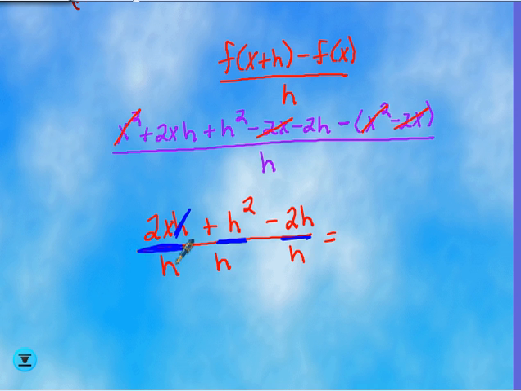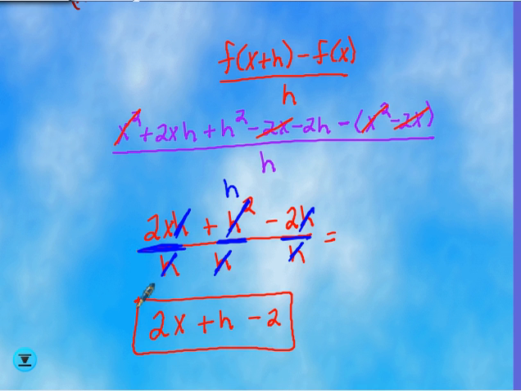But 2xh all divided by h is canceled. H squared over h leaves you with h on top, and then h over h, again, is all canceled. Final answer, 2x plus h minus 2. Which really means not a whole lot to us. We have no idea what that means, but I'll explain. Okay, here we go. Let me explain what this means.